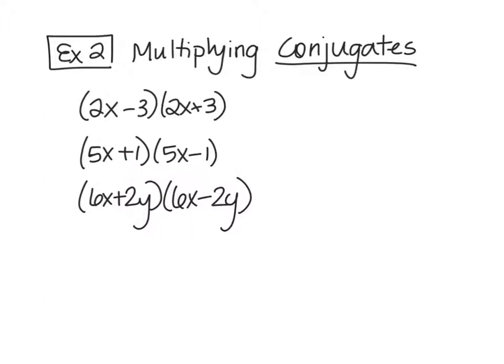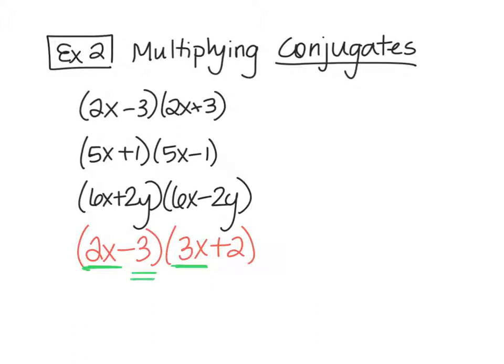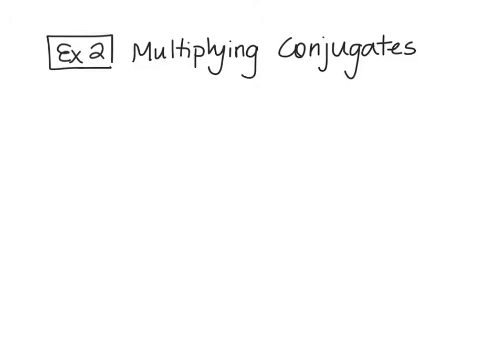Now, something that is not a conjugate: sometimes people think 2x minus 3 and 3x plus 2 work. Notice those have the same numbers, but the x values are different in each of them, and then these constants are different. So they have to be exactly the same with the exception of the plus and minus. So this is not an example of a conjugate.